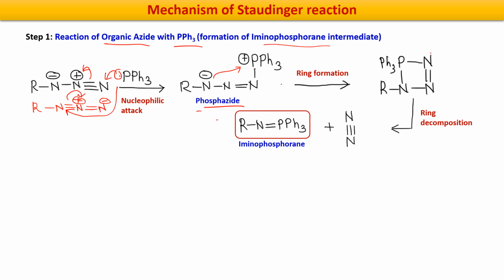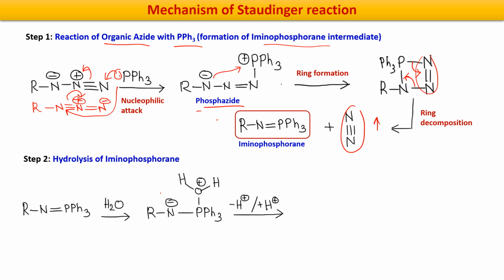After this ring decomposition, there will be removal of these 2 nitrogens in this way. So see, N=P double bond formation and N≡N triple bond formation. So this is nitrogen gas, and whenever a stable molecule, especially a gas, is removed, it is thermodynamically very stable. So that is the driving force for this step. Here we have obtained the intermediate iminophosphorane.